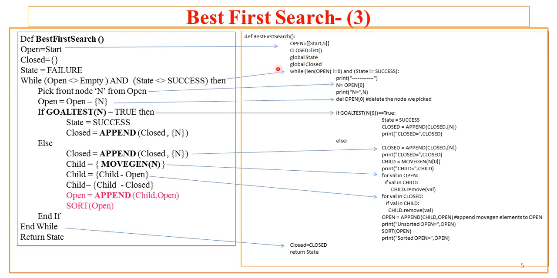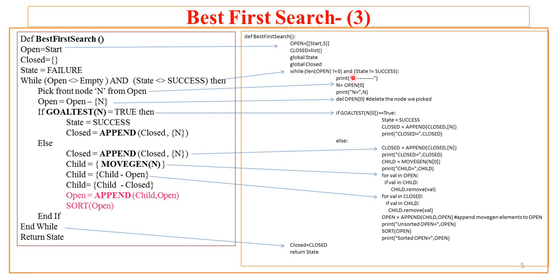Now this while loop is transformed like this: the length function is used to calculate the length of open. If it is not 0, that means there is something in open, so it will be a non-zero value, and that is compared with 0. If it is not 0, open is not empty, and state is not success. Initially state is failure, so failure is not success.